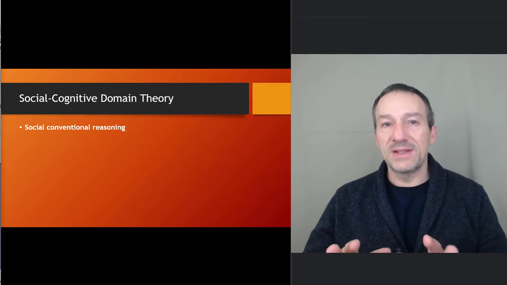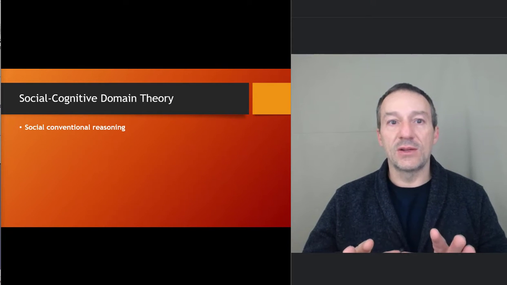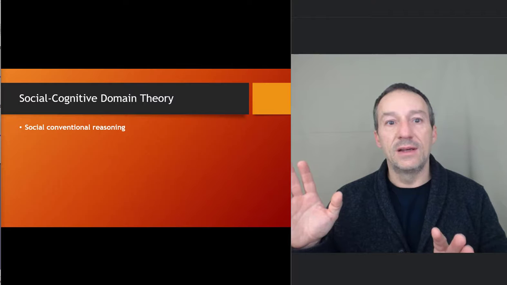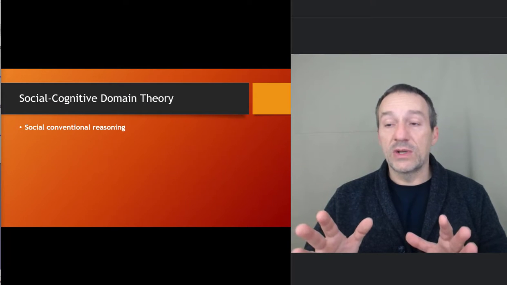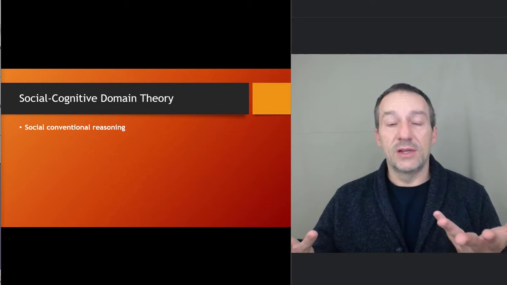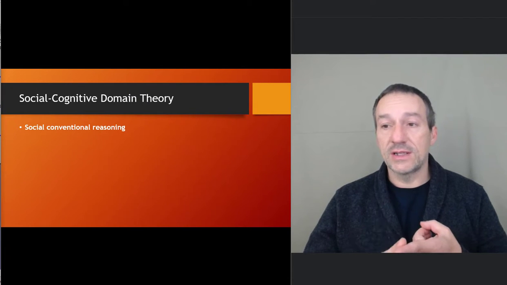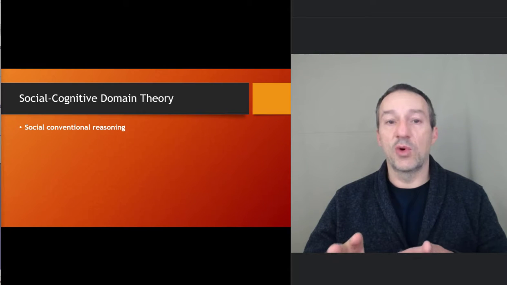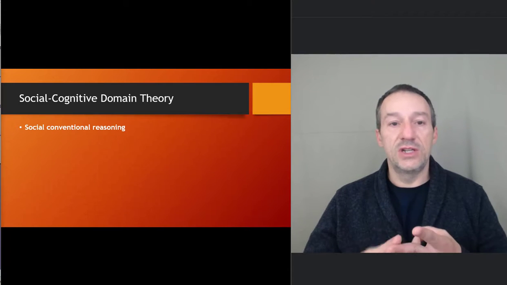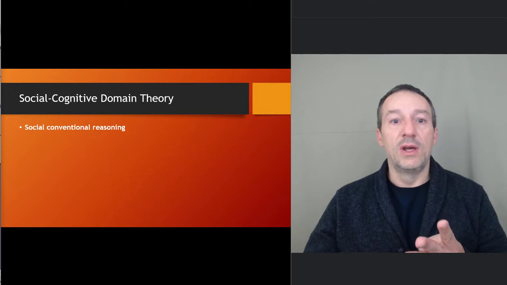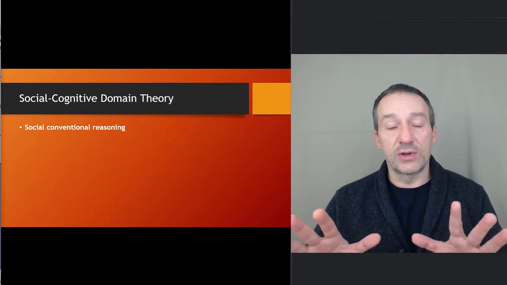The rules by themselves are arbitrary, like raising your hand to speak in class. It's arbitrary, but there are going to be sanctions if you violate these rules. These are the social conventional rules. In contrast, the moral reasoning focuses on ethical issues and the rules of morality. So lying, cheating, stealing, hurting people. Those are moral rules. It's not just a social convention.